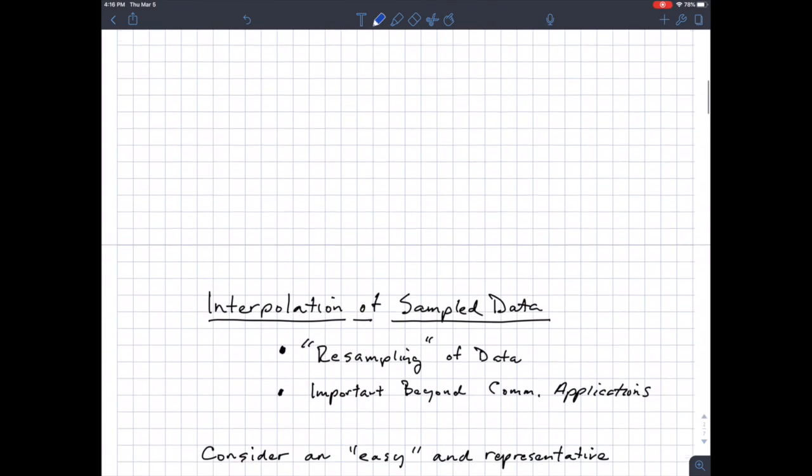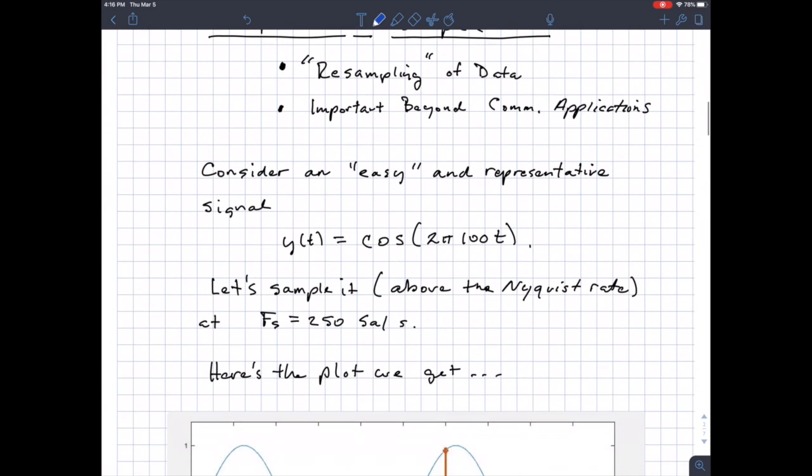Let's turn to the signal that I actually used. It turns out I used sine instead of cosine. To generate that plot, I used an easy signal and I wanted it to be representative. It's representative in the sense that it's a band-limited signal. In fact, we know the exact frequency is 100 hertz. It was sampled at 250 samples per second.